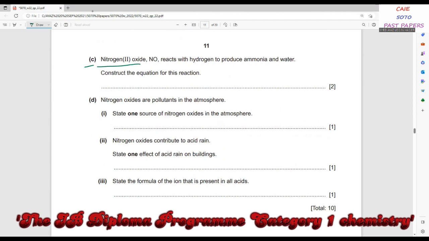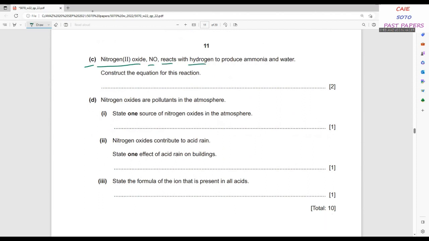C. Nitrogen(II) oxide NO reacts with hydrogen to produce ammonia and water. Construct the equation for this reaction. So NO plus H2O. Sorry, this is H2, not H2O. Ammonia NH3 plus water H2O.